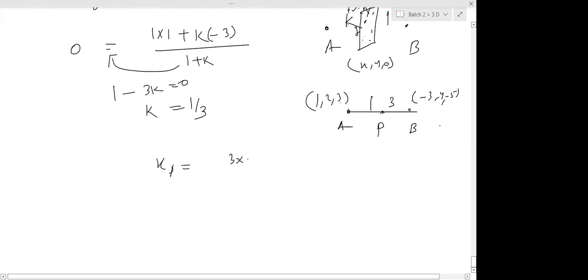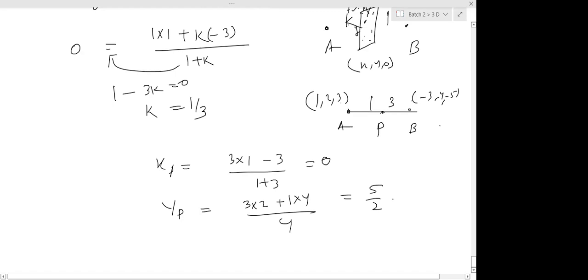xp is 3 into 1 minus 3 upon 1 plus 3, and this is 0. Yp will be 3 into 2 plus 1 into 4 upon 4, that is 6 plus 4, 10 upon 4, is 5 upon 2. So the coordinate is 0 comma 5 upon 2 comma 0.